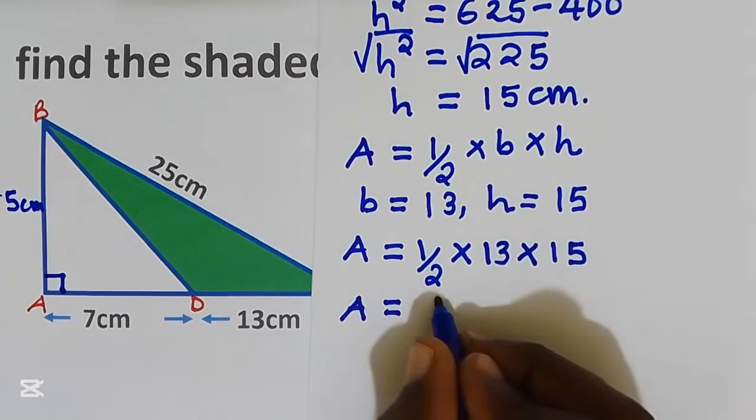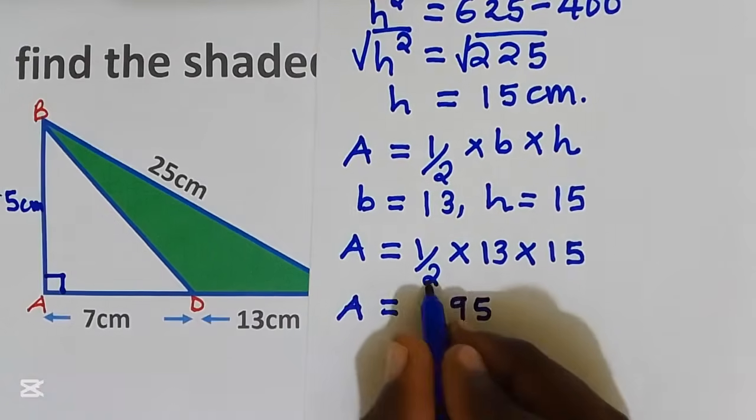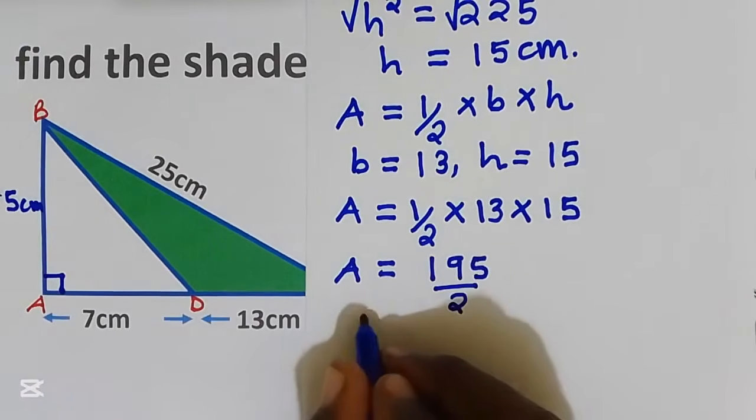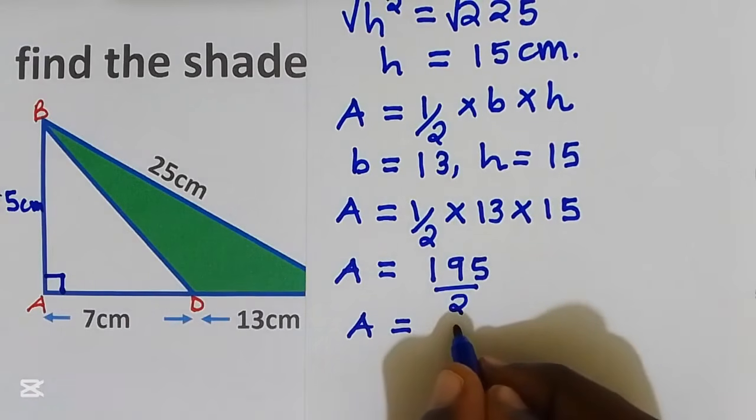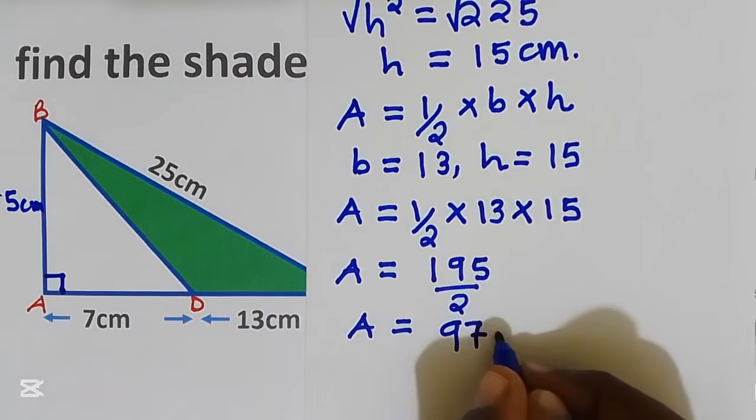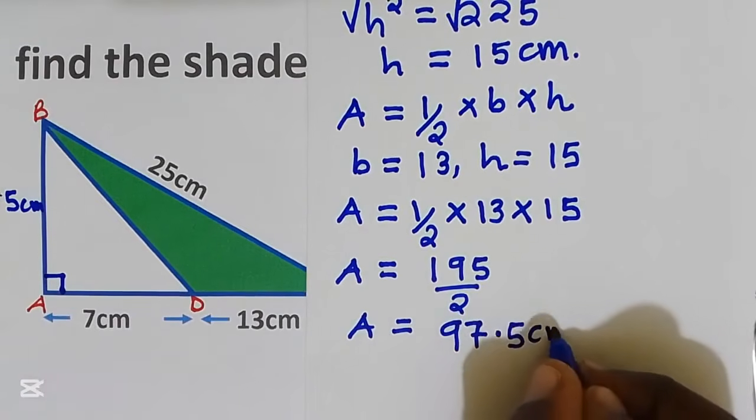We're going to get our area is equal to 1 multiplied by 13 multiplied by 15. We get 195 over 2. So our area is equal to 195 divided by 2. We get 97.5. This is centimeter square.